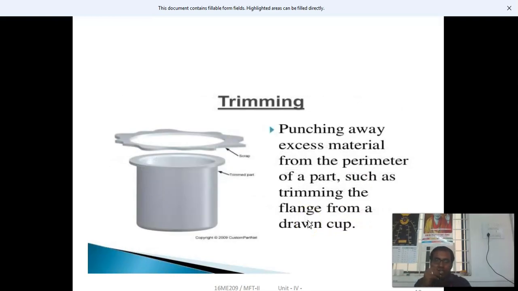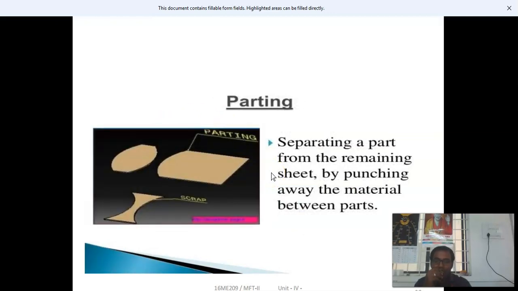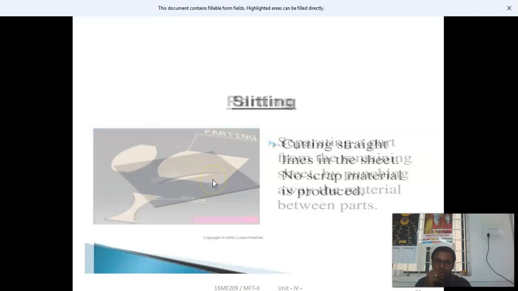Next one is trimming. It is punching away excess material from the perimeter of the part, such as trimming the flange from a drawn cup. The next important operation is parting. That means separating a part from the remaining sheet by punching away the material between the parts. That means separation into two different parts.